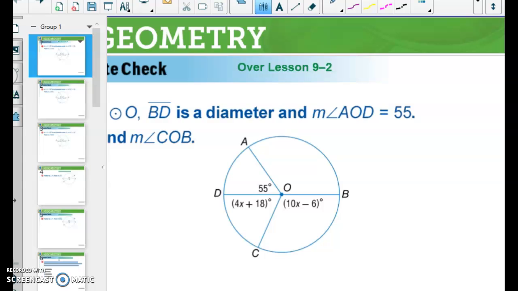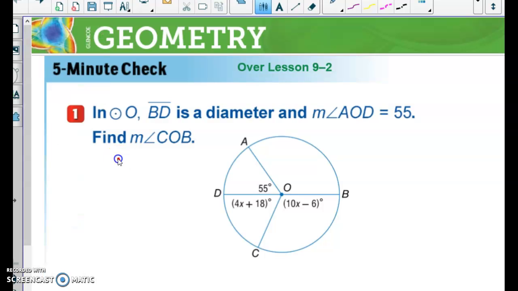Section 9.3, and we're going to try to find x first, and then we're going to try to find the angle COB. So first thing I'm going to notice is that that's a diameter, so 4x plus 18 plus 10x minus 6 equals 180 degrees, because that's a semicircle.